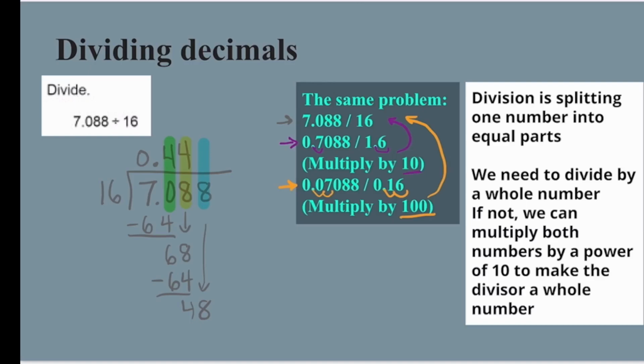And 16 goes into 48 3 times. So that's our answer. Our answer is 0.443, or it's 0 and 443 thousandths.